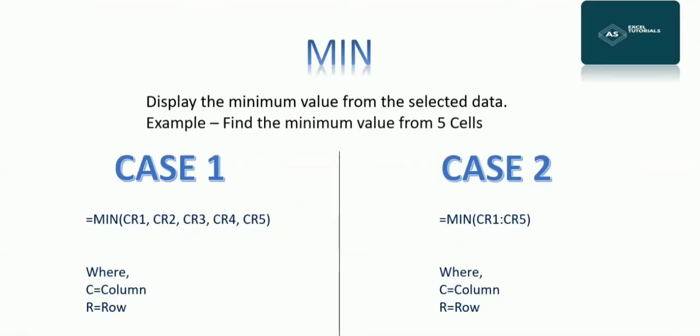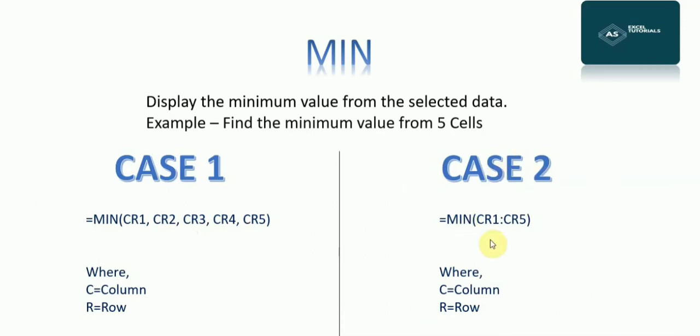Next comes the min. Now min displays the minimum value from the selected data. Now in this example also we'll be considering 5 cells and we need to calculate the minimum value from the 5 cells. Now in case 1, the function of minimum is min, that is equals to min. Then in case 1 we'll be writing C1, C2, C3, C4 and C5. Now it will display the minimum value.